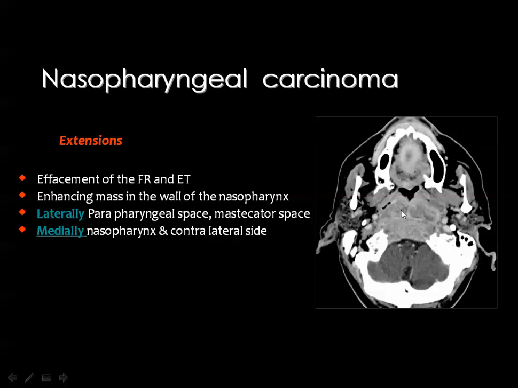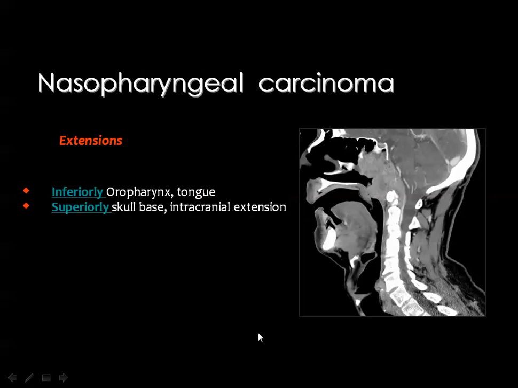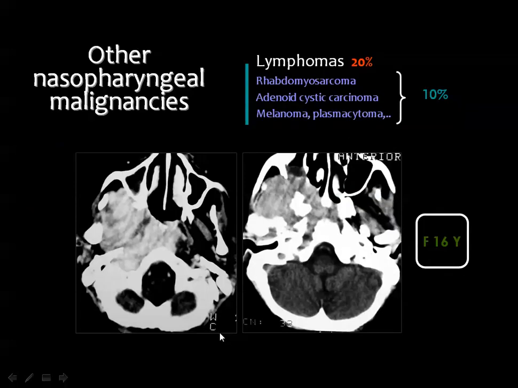Medially, the tumor will cross the midline to the opposite side. It may affect the opposite parapharyngeal fat. It may infiltrate the muscles of mastication on the opposite side. Then inferiorly and superiorly are seen in the coronal and sagittal images. The inferior extension of the lesion will extend towards the oropharynx and the tongue, while the superior extension of the lesion will invade the skull base and may go inside the cranium.